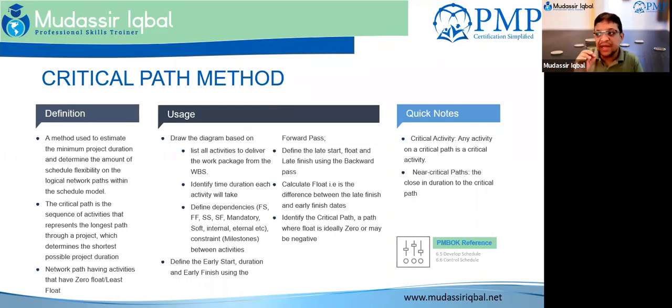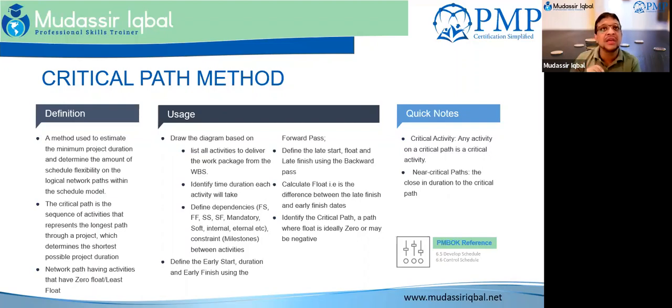Very important, there are some things that you need to remember. Critical path activities always have zero float. I will explain the float later. Zero float means you cannot delay the activity. Once you are talking about the critical path, you need to also look for the near critical path.